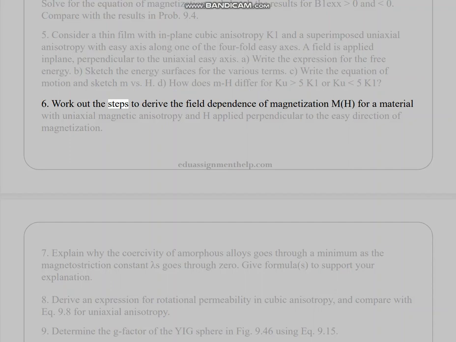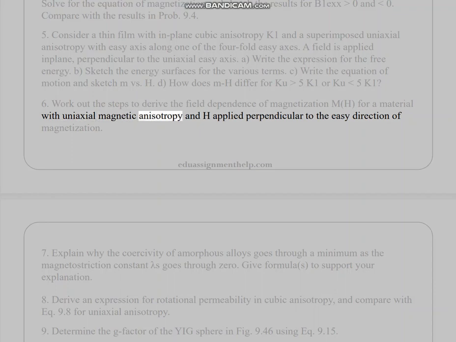6. Work out the steps to derive the field dependence of magnetization m(h) for a material with uniaxial magnetic anisotropy and h applied perpendicular to the easy direction of magnetization.